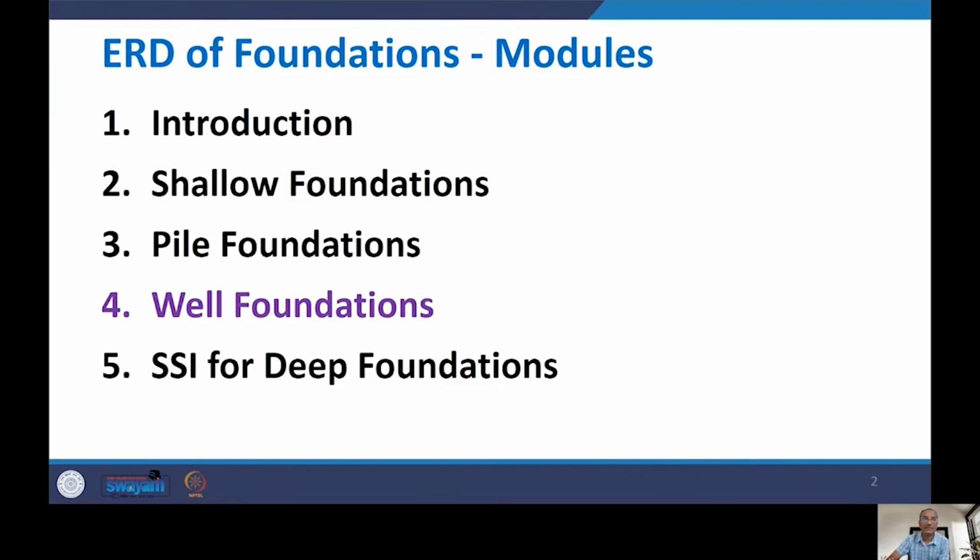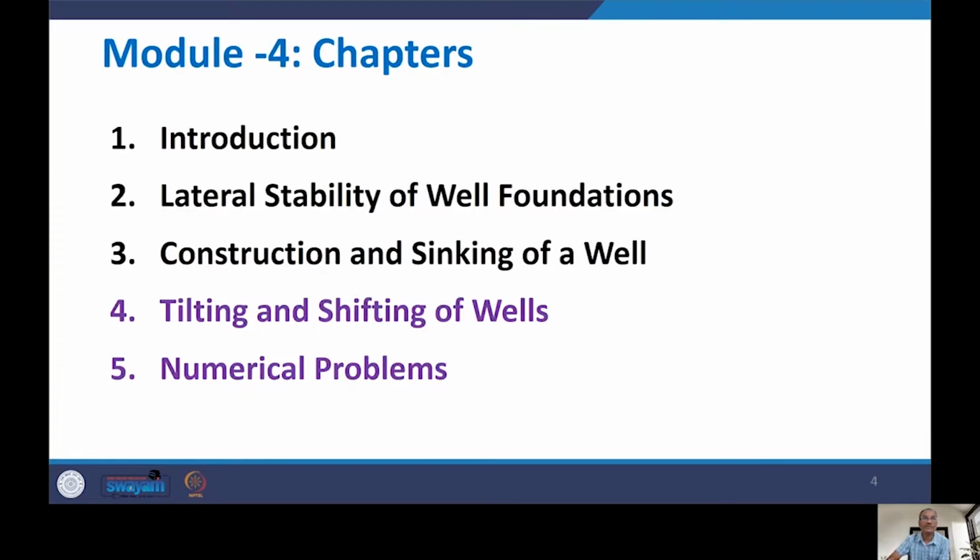And within the well foundations, these are the listed topics: introduction, which we have already discussed; lateral stability of well foundations, that has also been covered; then construction and sinking of a well, also discussed. Today, first we are going to talk about tilting and shifting of wells.